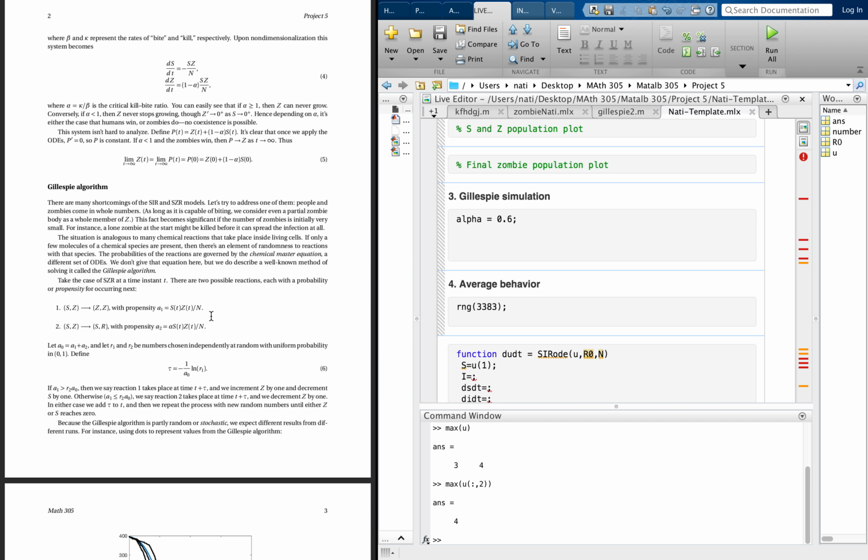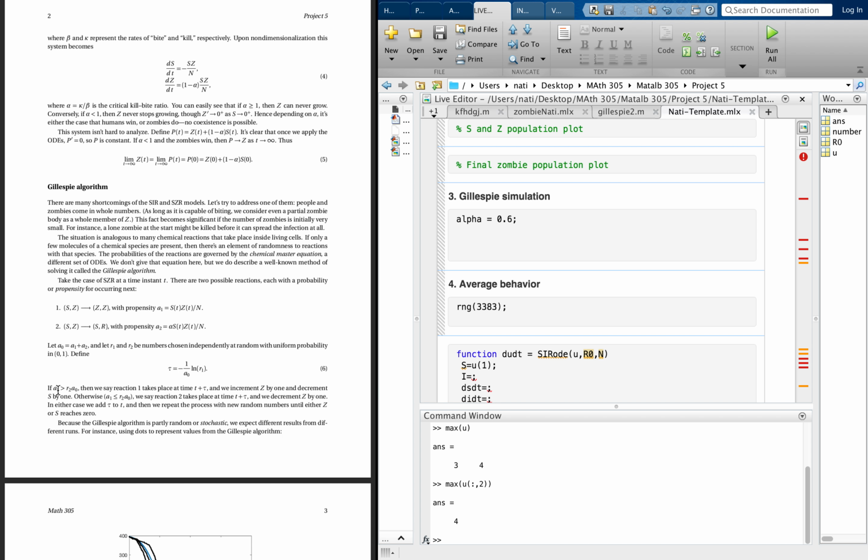So now what we're going to do is calculate a kind of probability of either of these happening. What they depend on is how many zombies and how many humans you have. That's one of the probability factors, and also this alpha factor. So the first thing that we have to understand is that we're going to be calculating A1 and A2 and then comparing it to a random number.